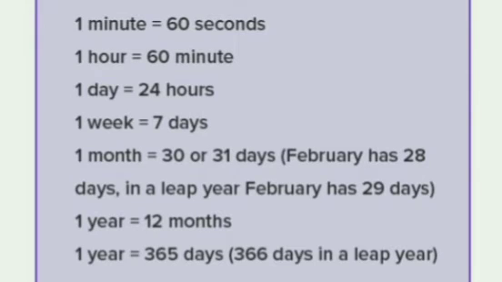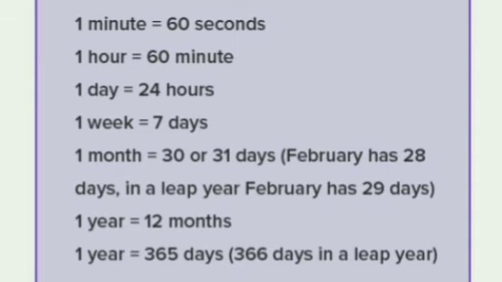Do you know what are the units in which we measure time? We measure time in seconds, minutes, hours, days, weeks, months and years. So these are the units of time and the standard unit of time is second. Now let us see some of the conversion relations. You already know 1 minute is equal to 60 seconds, 1 hour is equal to 60 minutes, 1 day equal to 24 hours, 1 week equal to 7 days, 1 month equal to 30 or 31 days.